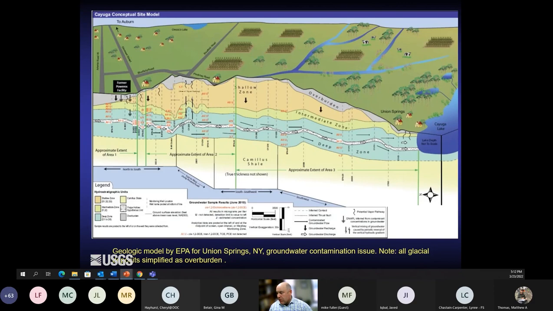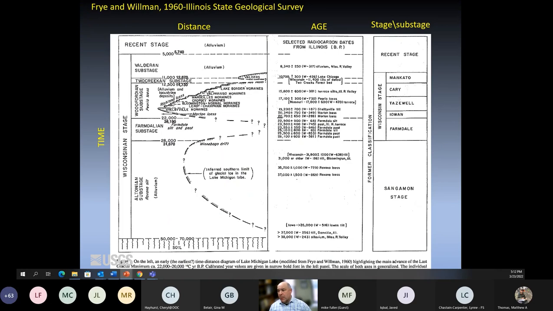Something that's been very common in New York State and in many places is that the glacial geology is oversimplified. So here's an example of a conceptual groundwater model, and all of the glacial deposits have been characterized as either drift or overburden. This is one of my favorite pictures from an EPA model, showing this oversimplification. And again, other states are further ahead than us in many places. For example, here's a diagram from 1960 from the Illinois State Geological Survey.